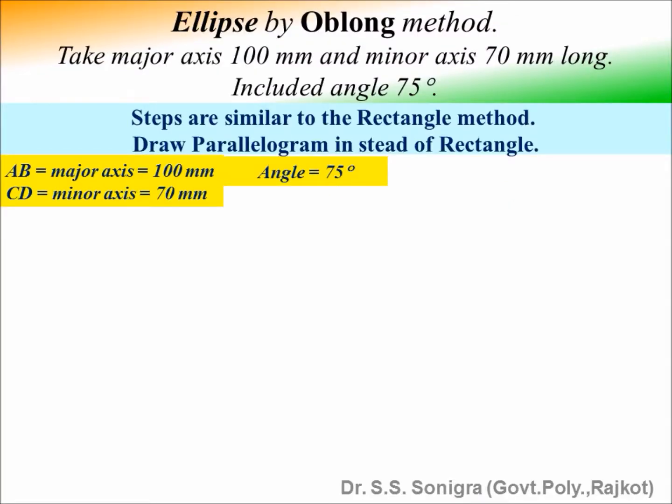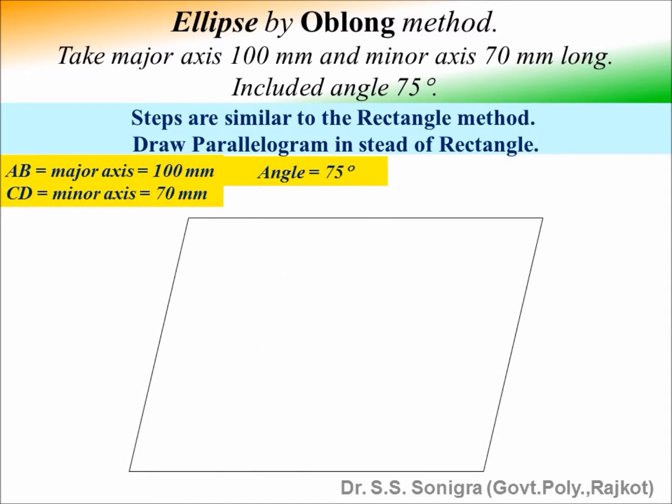Now draw an ellipse by the oblong method. The data is given like this. Included angle is 75 degrees, major axis 100 mm, minor axis 70 mm. So first of all, draw the given parallelogram with the given dimensions. Say 75 degrees is the included angle. The method is the same as the rectangle method.